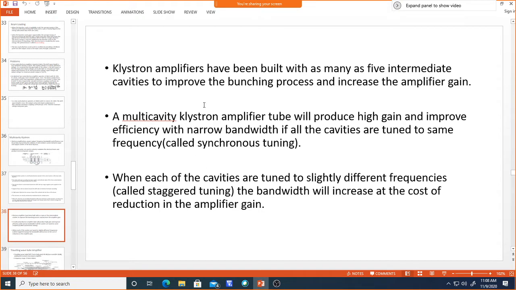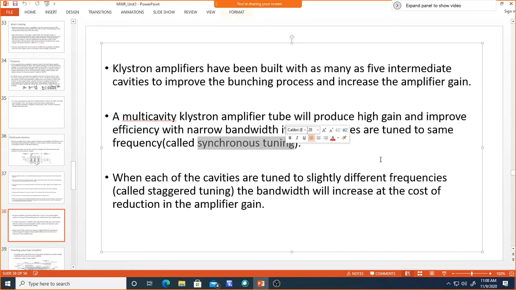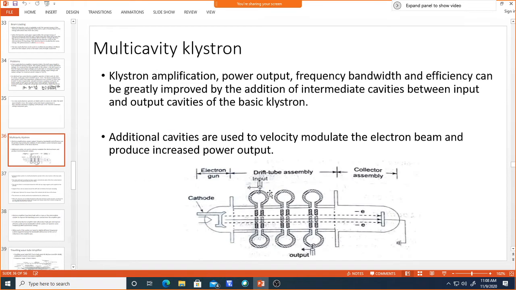So as I said, when this bunching process takes place, the amplifier gain will be increased. How will the gain be increased? Only when you tune the frequencies of all the cavities to be the same. That is what we call synchronous tuning. If all the cavities are tuned to the same frequency, that is called synchronous tuning, and the gain will be increased.